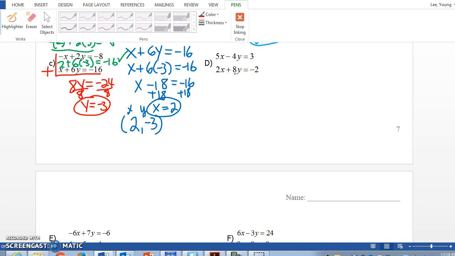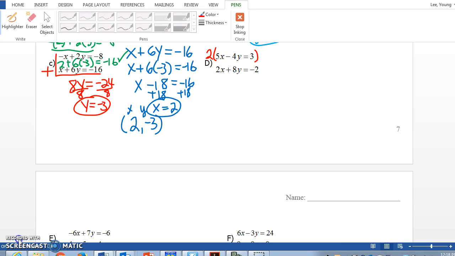What is the opposite of 8? Negative 8. So what do I need to multiply to the top equation? 2. Because 2 times negative 4 makes negative 8, which is the opposite of positive 8. So we're going to do exactly the same thing. Go ahead and pause the video. Make sure you solve for x.